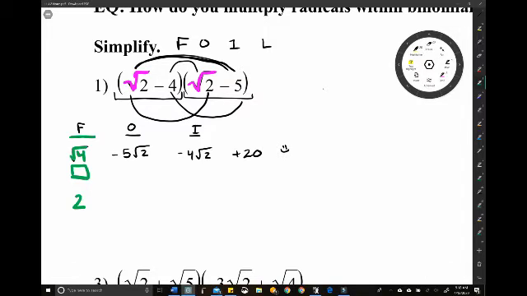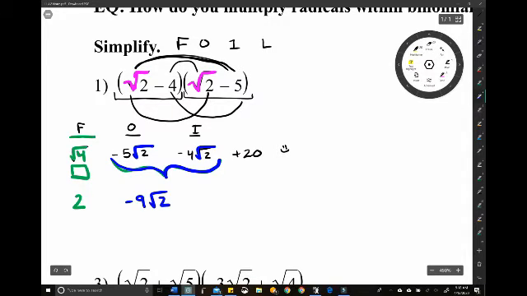Some other stuff to consider. In the middle here, let me use a different color, are negative 5 roots of 2 and negative 4 square roots of 2. Since they're the same radical, we can add them. So negative 9 square roots of 2. And our last number here is 20. Nothing really special happens with it.